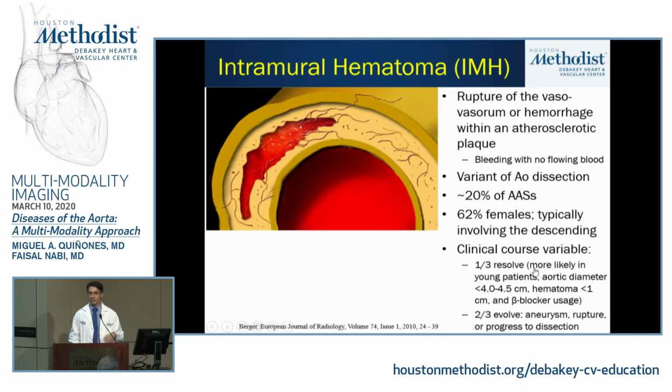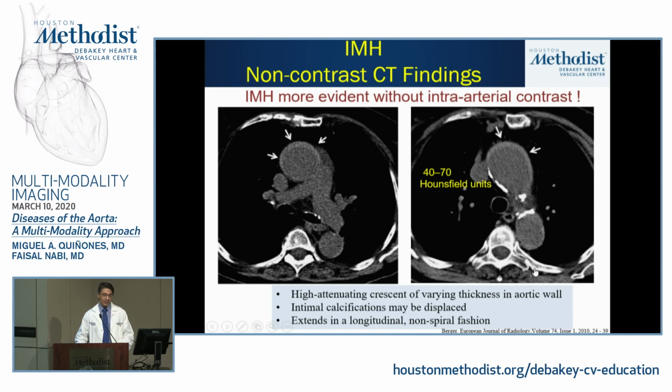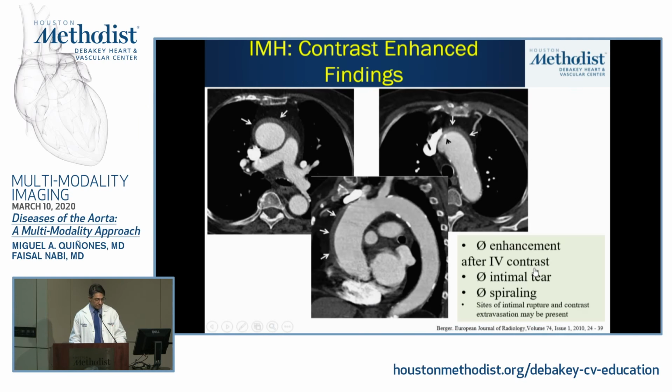Intramural hematoma is really a rupture of the vasa vasorum and bleeding into the media of the artery. A good thing to remember is that one third can resolve, and we'll go over that. CT, believe it or not, with the non-contrast technique is the best for it because it'll show a hyperenhancement of usually around 40 to 70 Hounsfield units, and it'll be a concentric lesion along the outer wall.